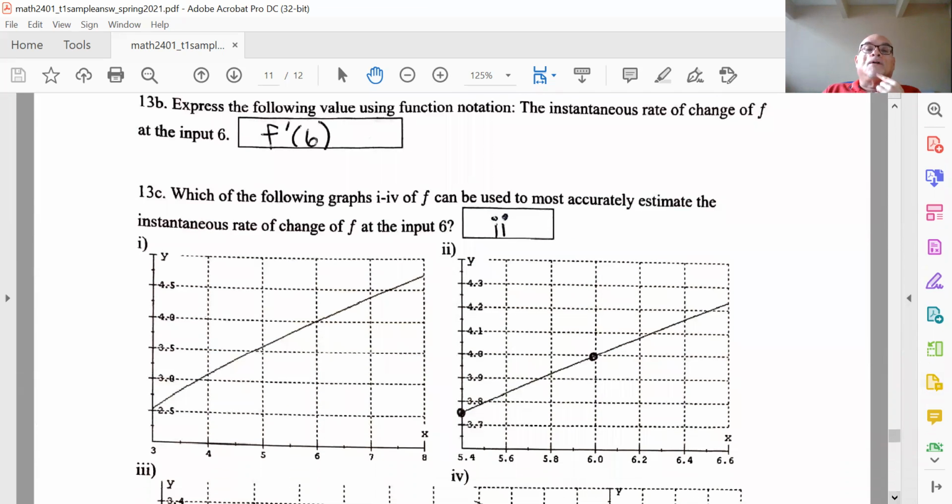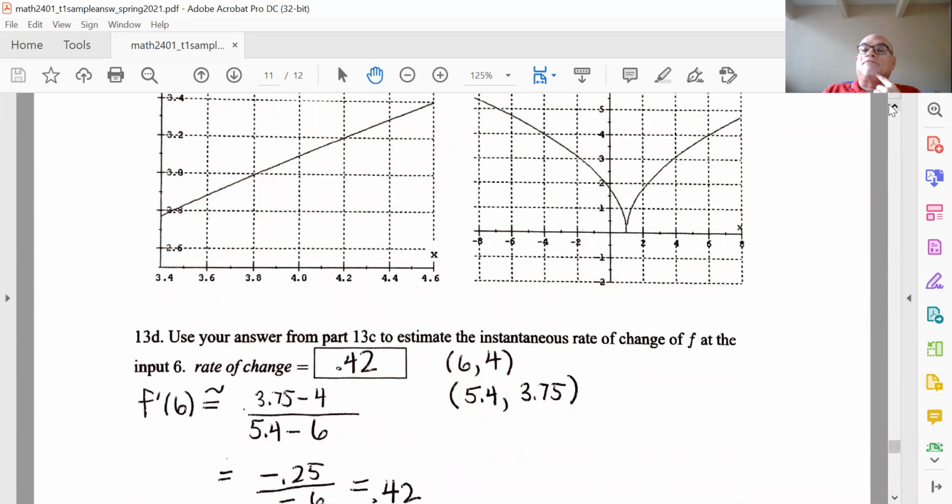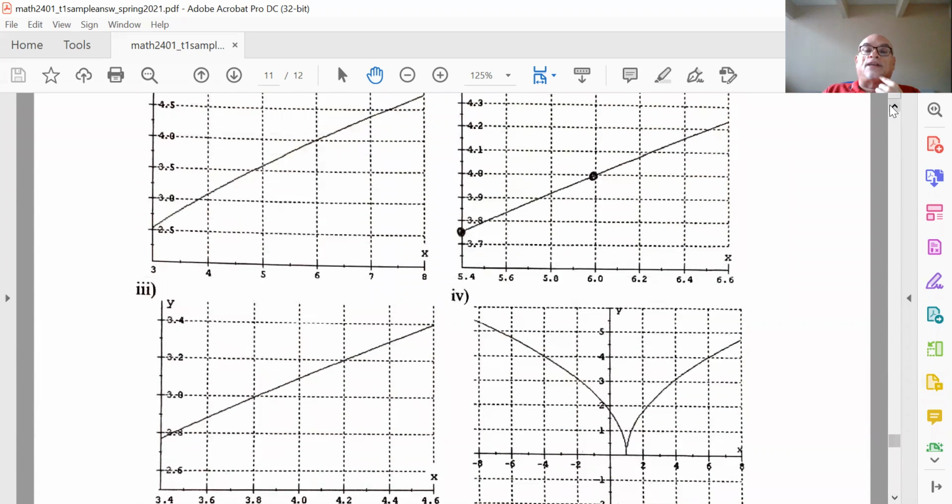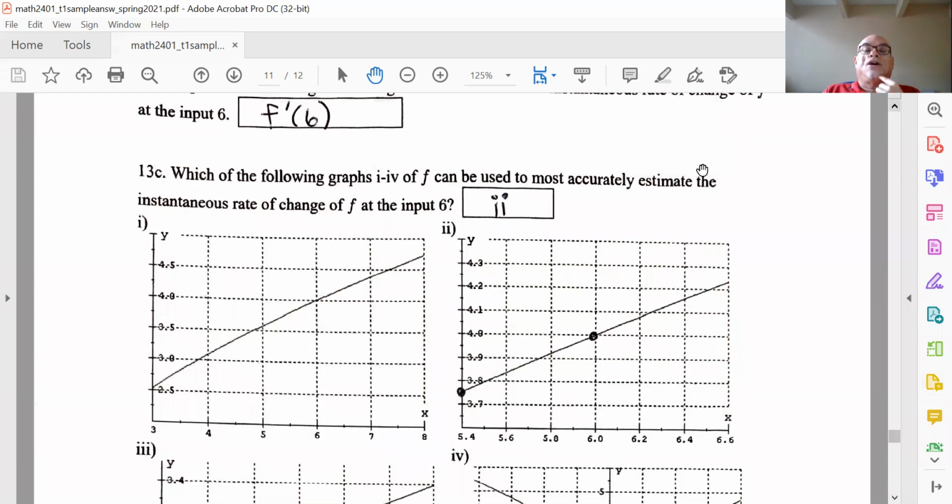Same graph now, same function, but different graphs. What we've done is zoom in on certain little pieces of that graph we saw on the previous page. So the question is, which one of these four enlarged versions of the function f could be used to estimate the instantaneous rate of change at the input 6? Remember, we just expressed that in function notation in the previous problem.